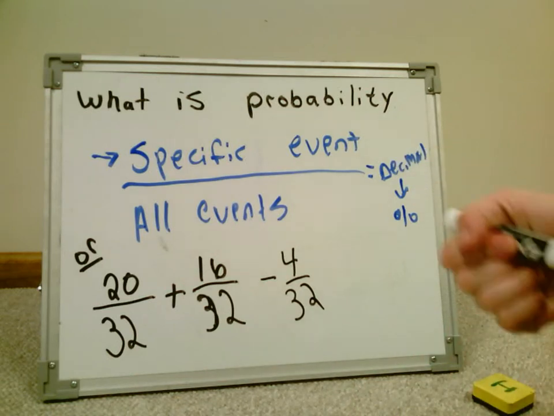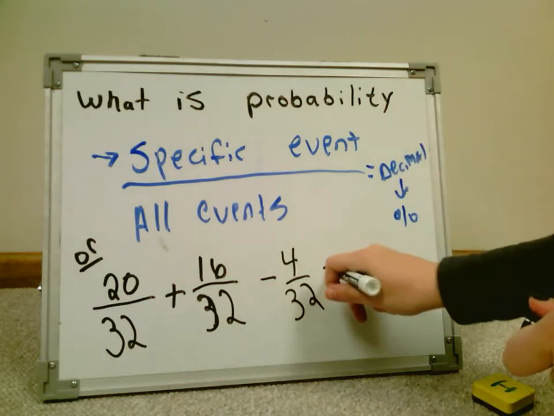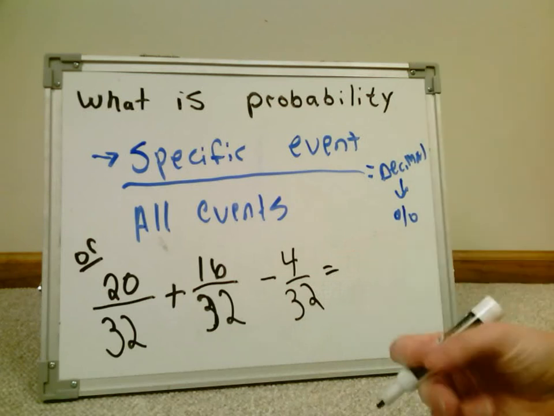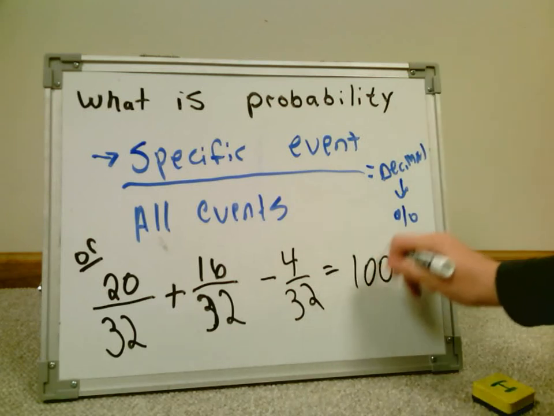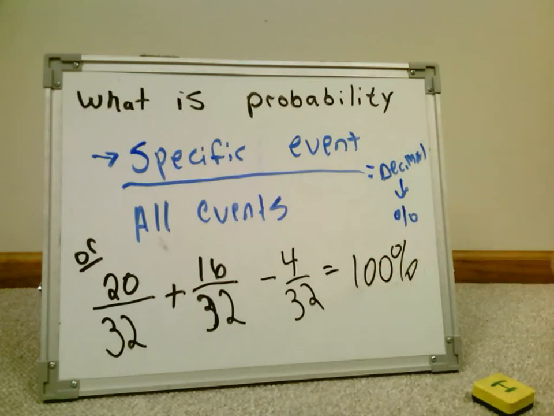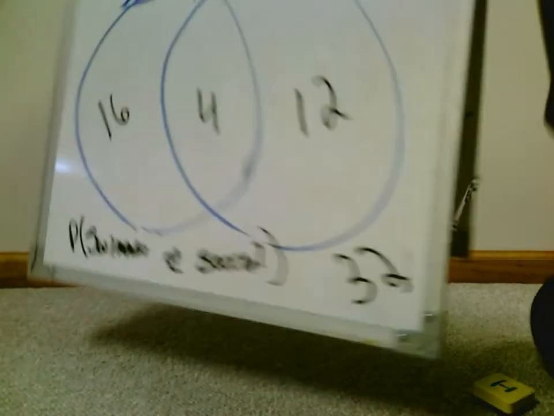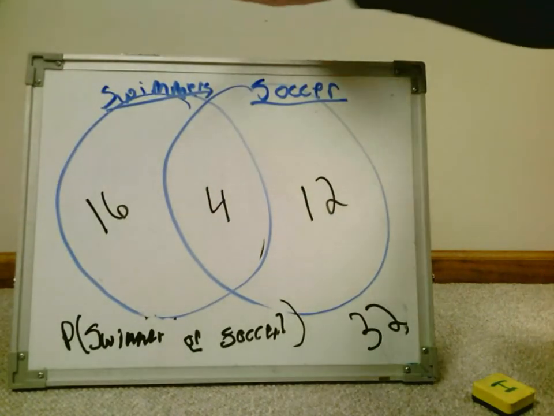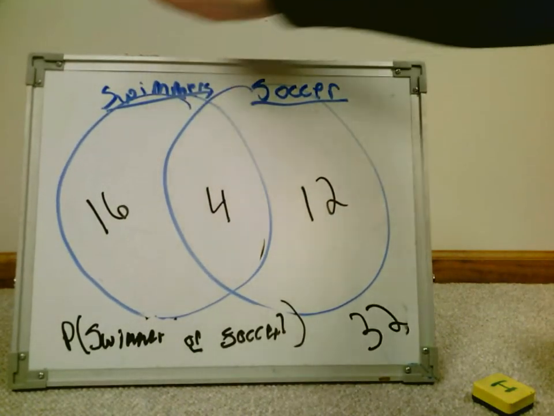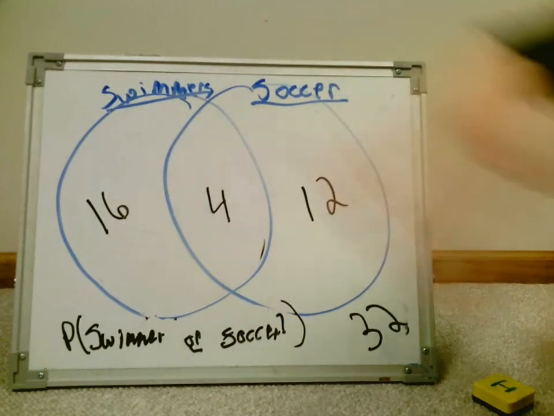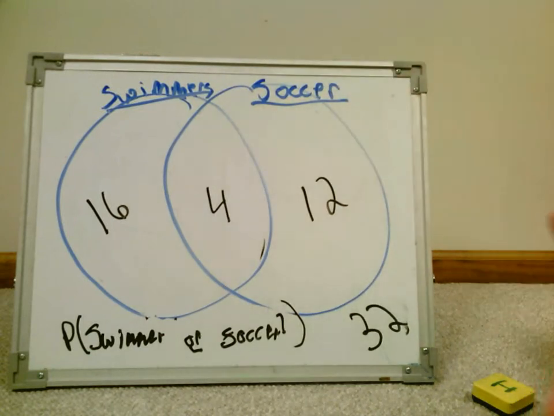So then I go through and I figure out that the probability of selecting a soccer player or a swimmer ends up being 100%. Which makes sense because the soccer and swimmers made up our entire Venn diagram. Everyone on this Venn diagram either swims or plays soccer. So that's why we got 100%.